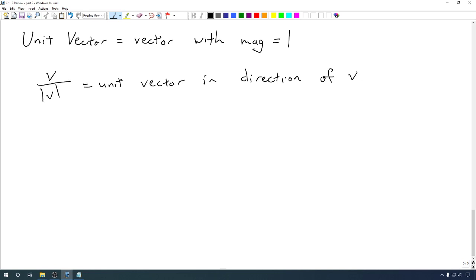But of course, this doesn't work if v is the zero vector, because the magnitude of the zero vector is 0. We can't divide by 0. Even with vectors, we can't divide by 0.